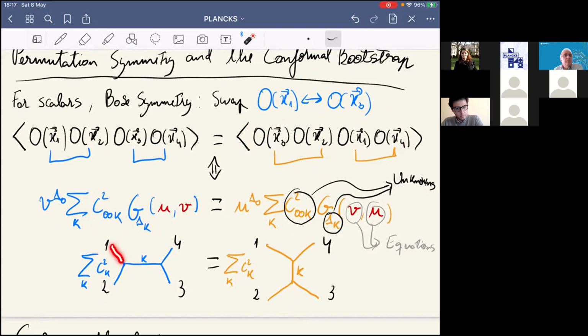And in terms of diagrams, I can just say, okay, I connect 1 and 2, and I have this operator K that is in these spaces, and 3 and 4. So I can do these two pairings. And similarly, I can do it for points 1 and 4 and 2 and 3.